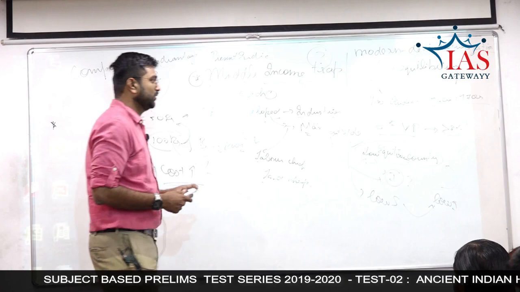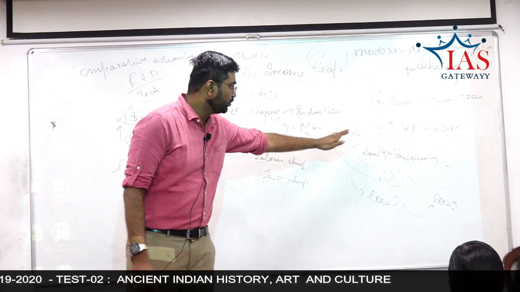Okay, so you made this small table for low equilibrium trap. Yes, this diagram alone. Low equilibrium country, low savings, low income, again low equilibrium country.